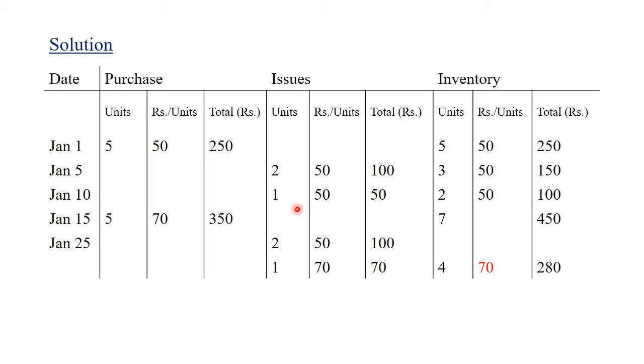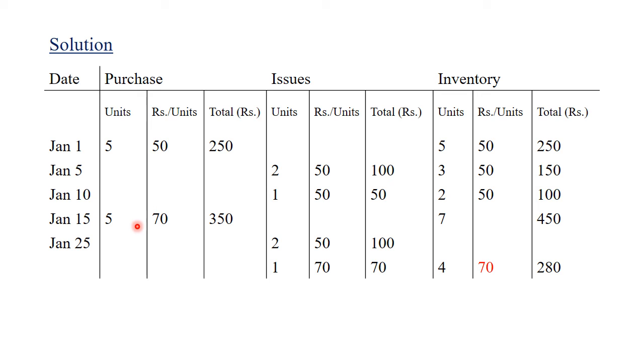And the next transaction takes place on January 10th, and here 1 bike is sold away, is issued away. That's 1 bike, and rupees 50 for 1 bike. So you get the rest, that is we had 3 in the inventory, from that we gave away 1, so the rest is 2. So 2 into 50, 100 is our total value of bikes left as inventory, or the balance bikes. And on 15th is the next transaction.